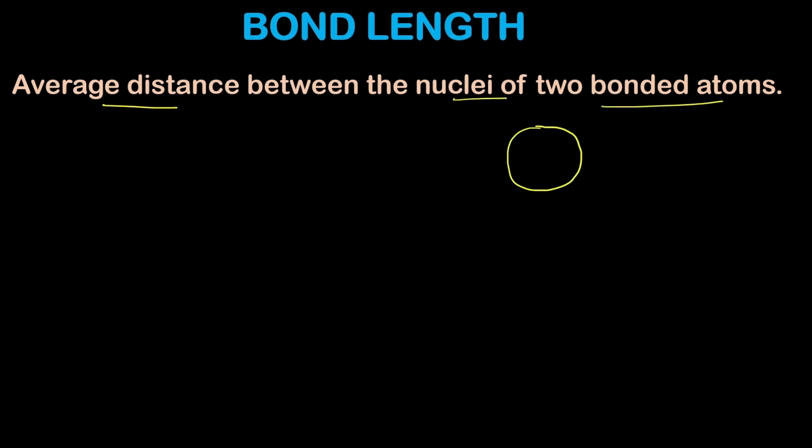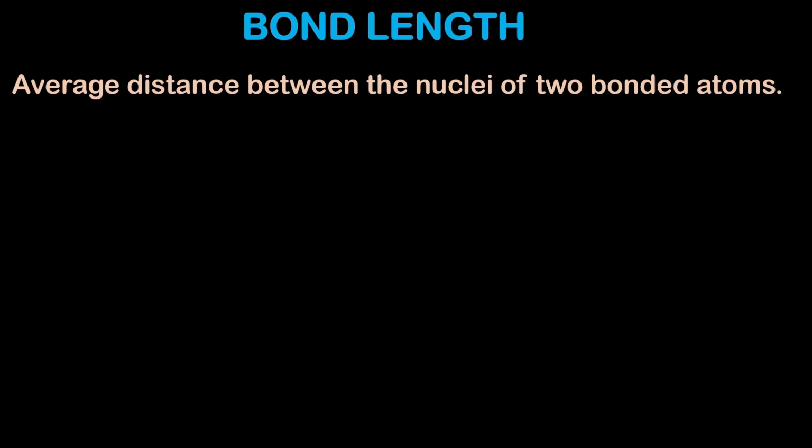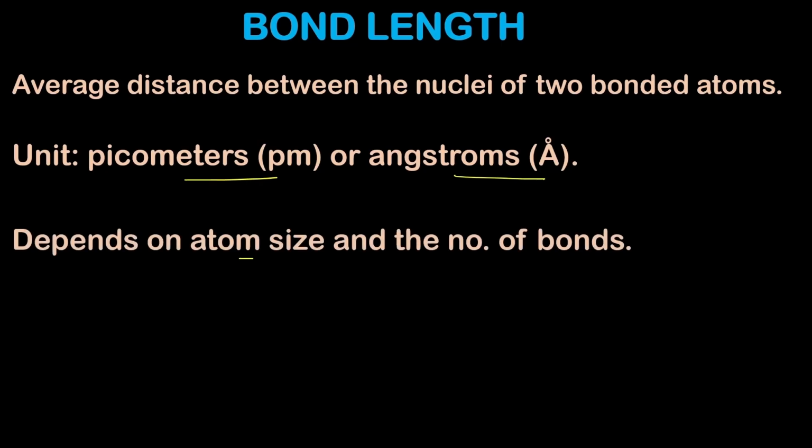So when we have the overlapping of the atomic orbitals taking place, this particular distance which I have marked over here is termed as the internuclear distance. And in that case, the bond length would be half of this internuclear distance. So, do we have any measuring units for the same? Yes. It's the picometers or the angstroms which will measure the bond length. Majorly, our bond length depends upon the atomic size and the number of bonds.